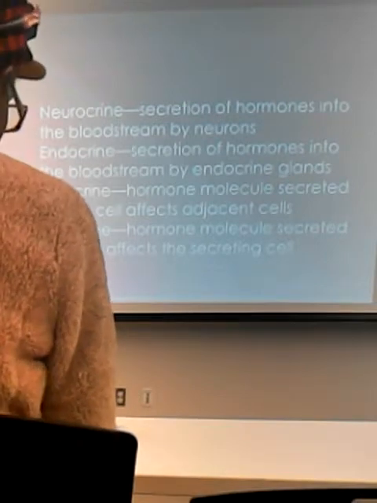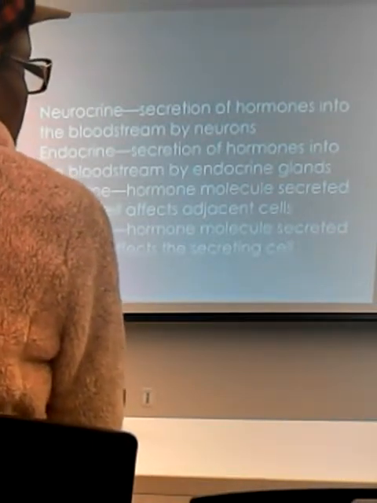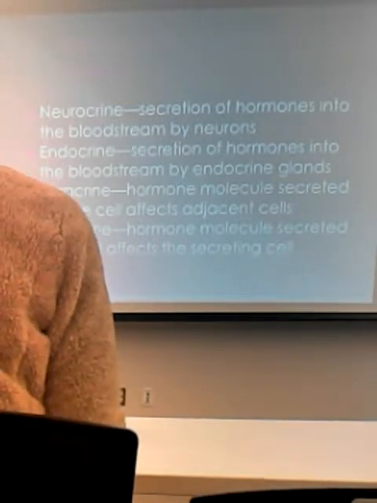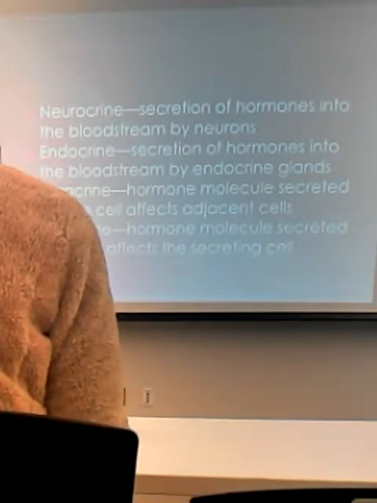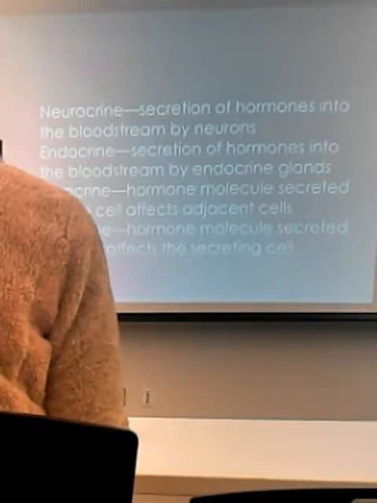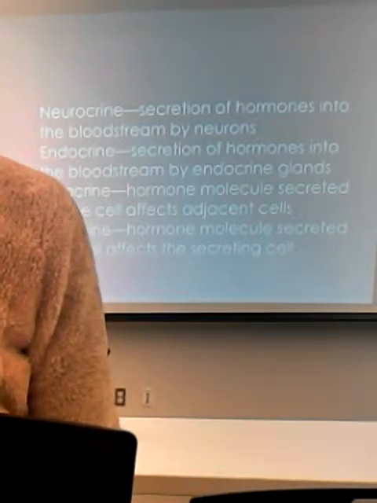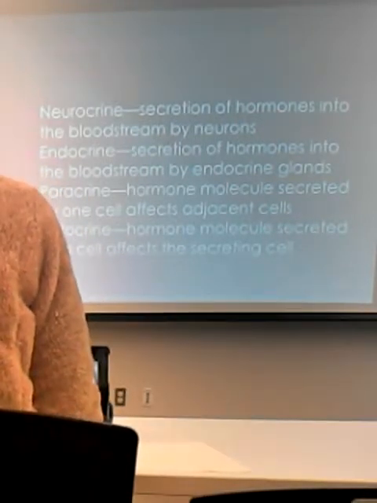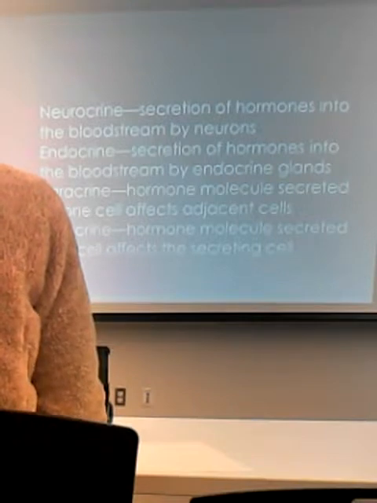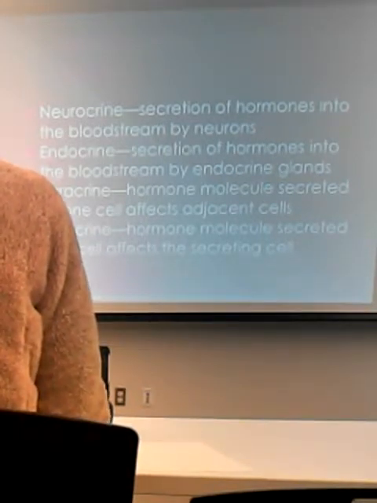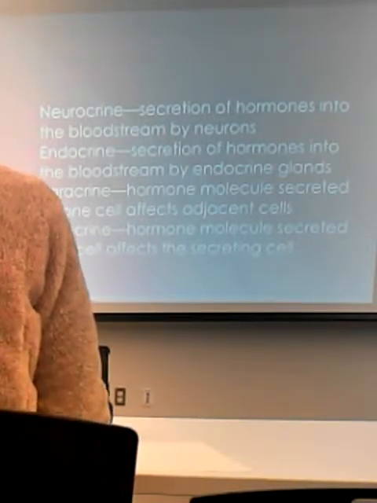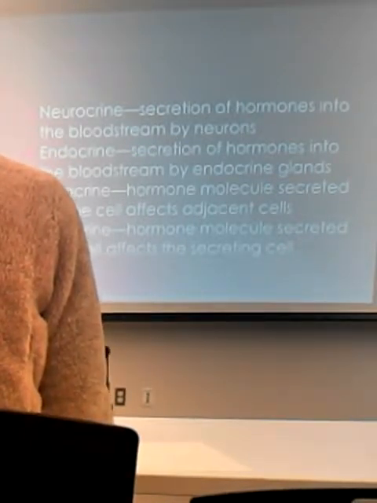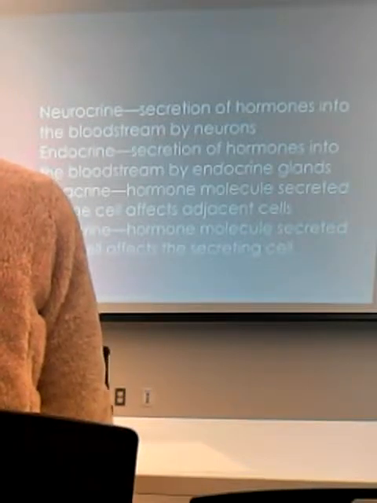So, there are 4 different ways. Listen, these are all hormones, hormone modalities. It's all part of the endocrine system, okay? But these are 4 different ways that hormones can be secreted. One is neurocrine. So, they get released into the bloodstream by neurons, okay? We're going to talk about this stuff. Endocrine just normally secretes into the bloodstream, and then they go to some target organ.